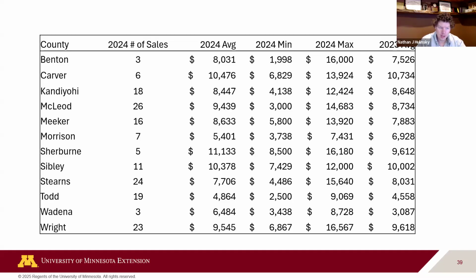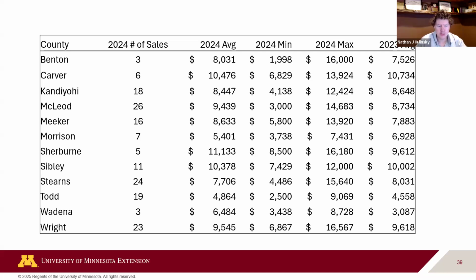So a decent bit. You can see throughout the counties of central Minnesota, it's on the higher end. Wadena County only had 3 farmland sales. Benton County only 3 farmland sales. Sherburne County only 5. So that data is a little bit harder to interpret the average when we have minimal sales. Wright County, 23 sales.